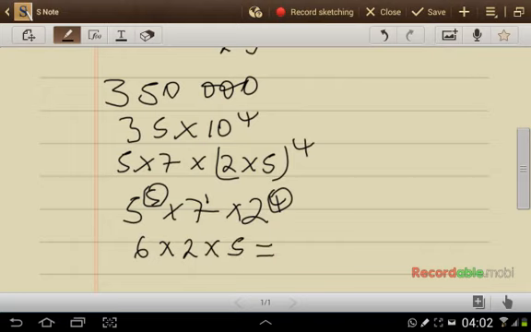So how do you multiply this very quickly? So we have 6 times 2 times 5. On exam day, it's easy to multiply by 10 and 5 and co. So we can say 6 times 10, and that's 60.